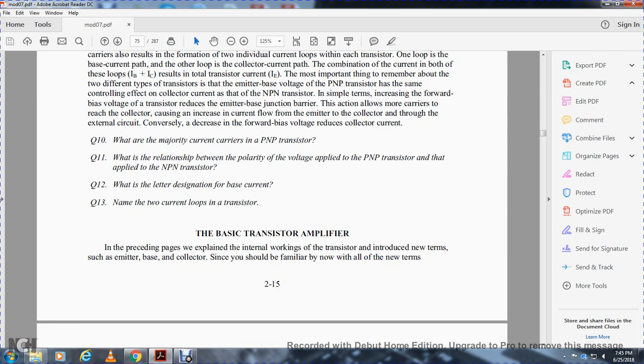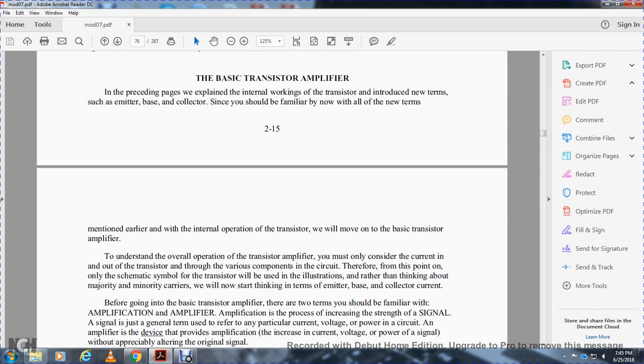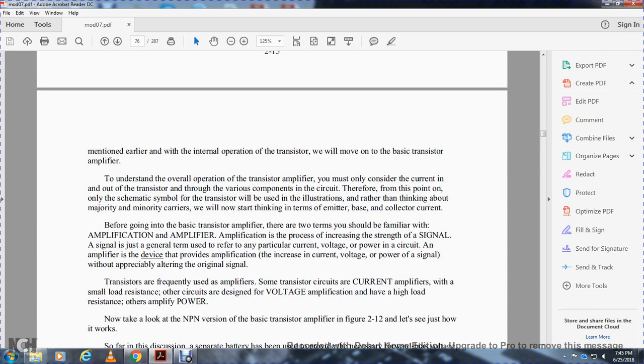Alright, the basic transistor amplifier. The previous pages explained the internal workings of the transistor and introduced the new terms emitter, base, and collector. Since you should be familiar with all the new terms mentioned earlier, we'll move on to the basic transistor amplifier. To understand the overall operation of the transistor amplifier, you only need to consider the current going in and out of the transistor, not the various components of the circuit. Therefore, only the schematic symbol of the transistor will be used in the illustrations. Rather than thinking about majority and minority carriers, we'll now think in terms of emitter, base, and collector current.